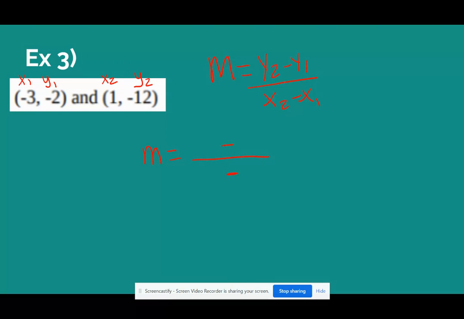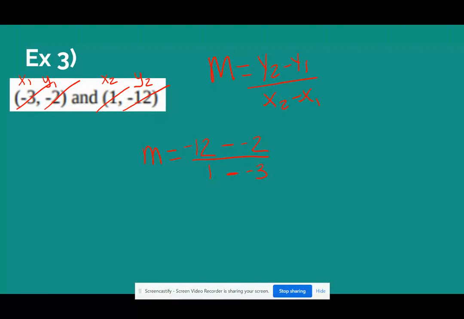We start with m equals, fraction bar, and then the subtraction signs. We fill it in, y2 minus y1, so negative 12 minus negative 2. And then on the denominator, the bottom, 1 minus negative 3.